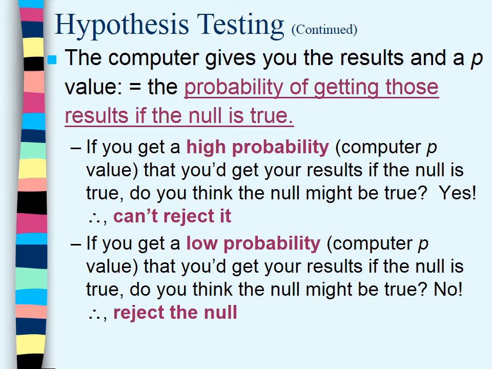If you get a low probability, the computer p-value, that you get your results if the null is true, it might not be true. It's not. You would reject the null hypothesis if you get a low probability.